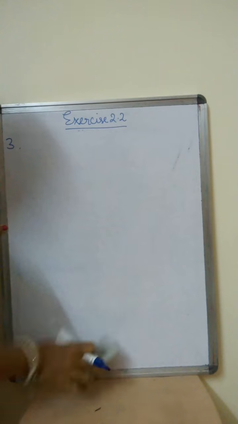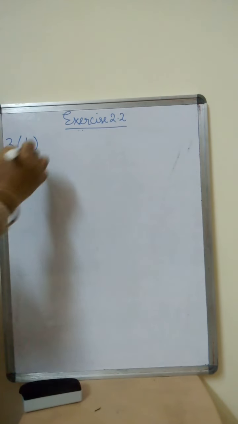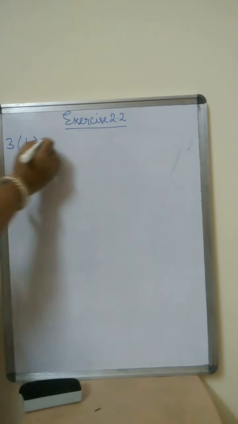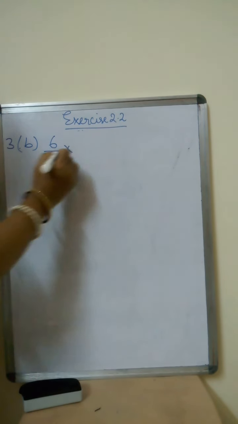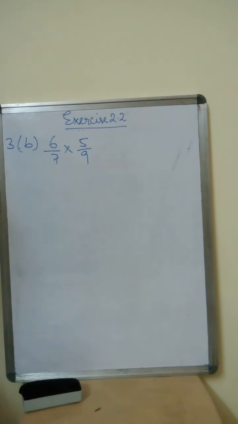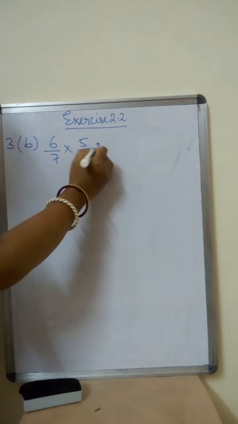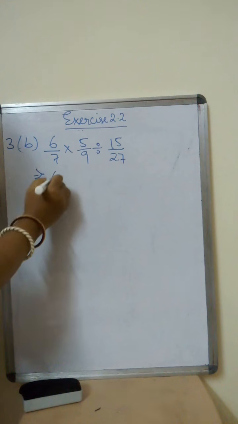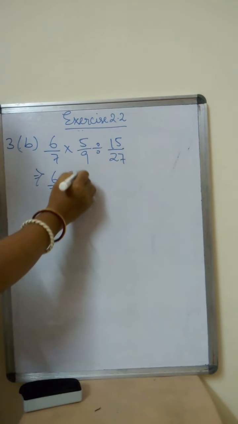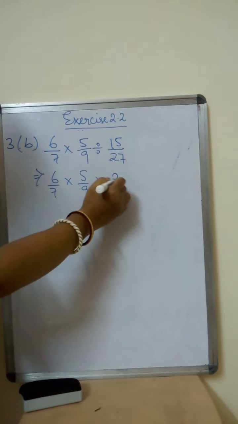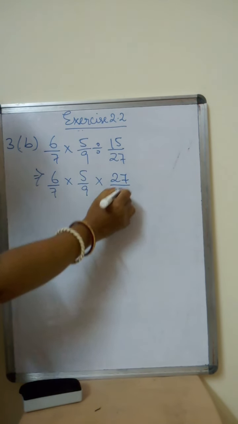So what is given in number B? Number B, it is given 6 by 7 into 5 by 9 divided by 15 by 27. Okay, it's very simple. 6 by 7 and 5 by 9 remain the same. We put a multiply sign here, we reverse it. 27 goes up, 15 comes down.